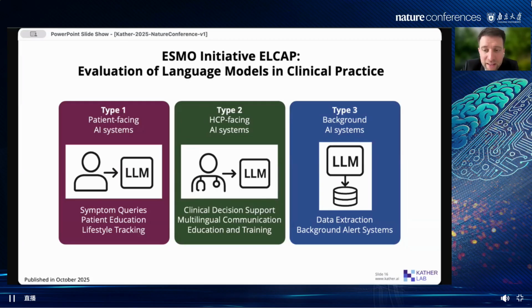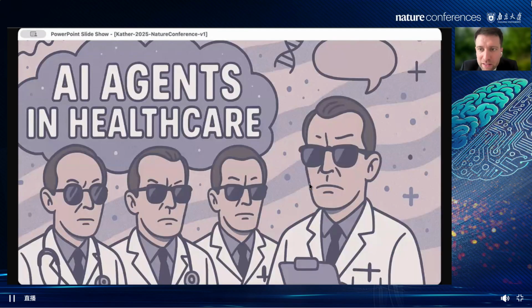So again, in our professional society, ESMO, we have published, and this was published a few days ago in Annals of Oncology, the first guideline for the use of large language models in oncology clinical practice, which is called LCAP, where we provide guidance on how to use this technology for patient-facing apps, physician-facing apps, and background applications.